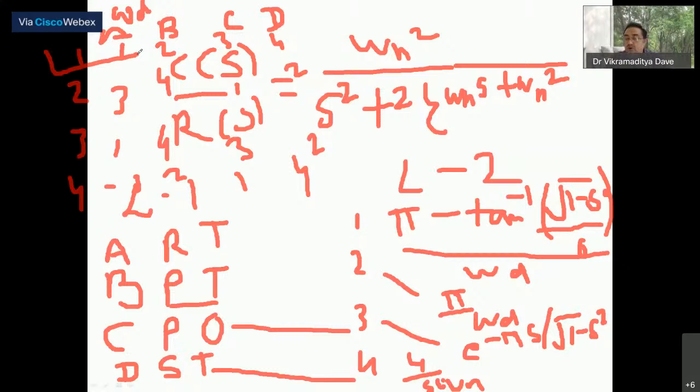So you see, all formulas are given, all terms have been used, and your aptitude has been tested, whether you can remember them or not. So this is another type of MCQ question.